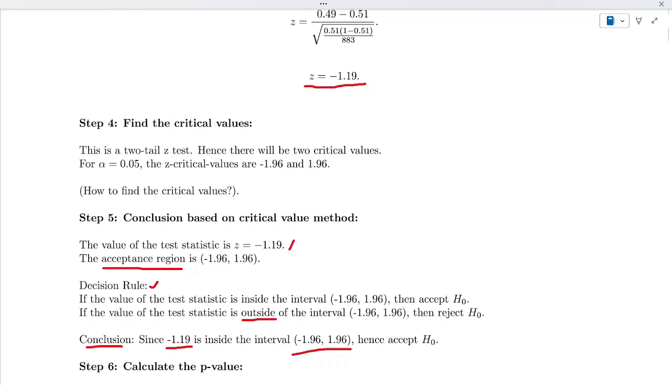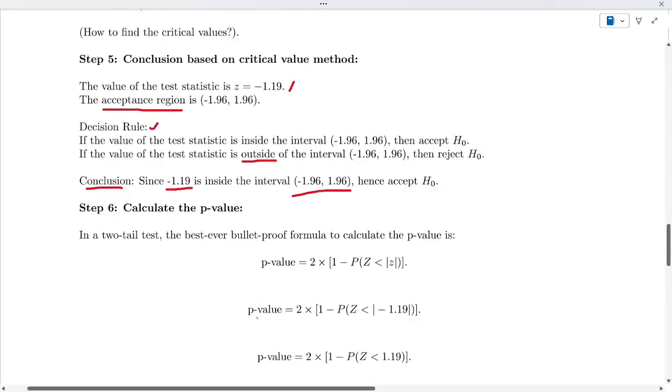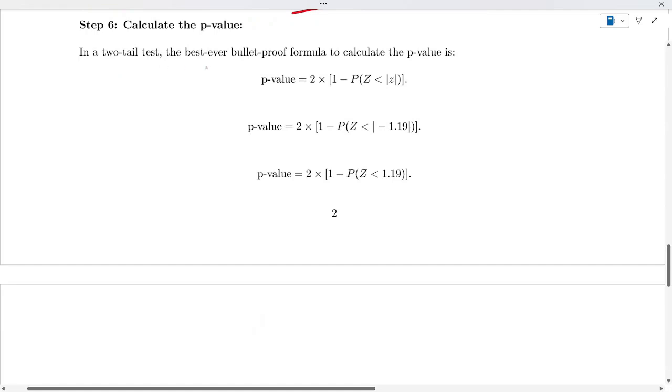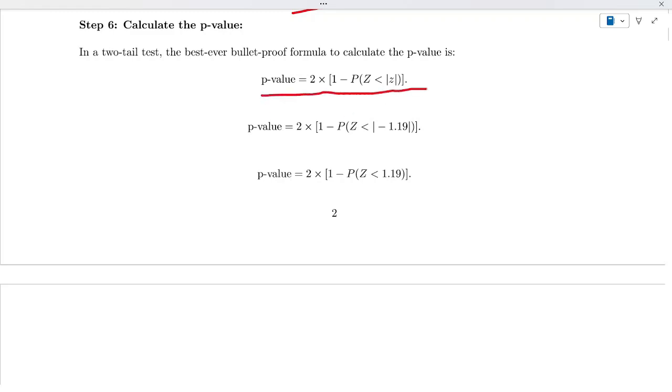Now, if you are asked to draw your conclusion based on the p-value, you can use the p-value method also. So now we will proceed to see how the p-value method works. So in step 6, we calculate the p-value. In a two-tailed test, the best ever formula to calculate the p-value is given by this. This formula might look a little bit hard to you, but believe me, this is the best ever formula.